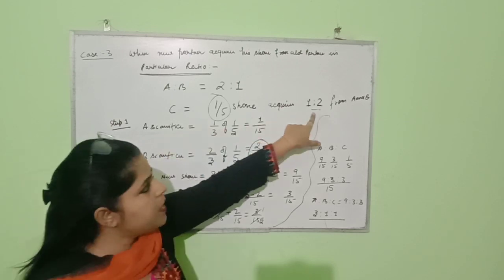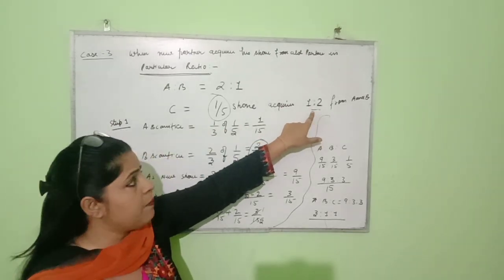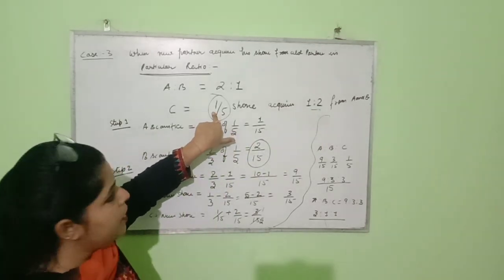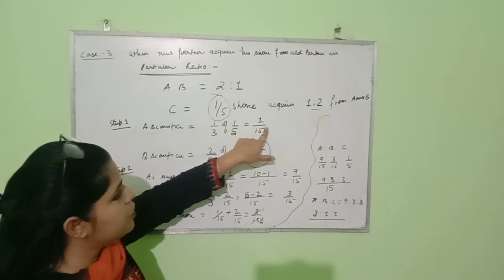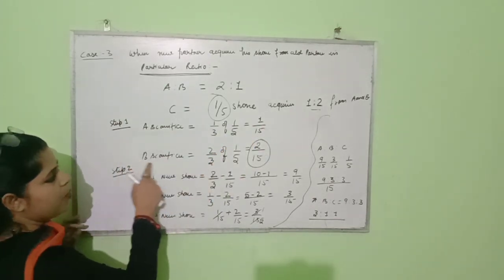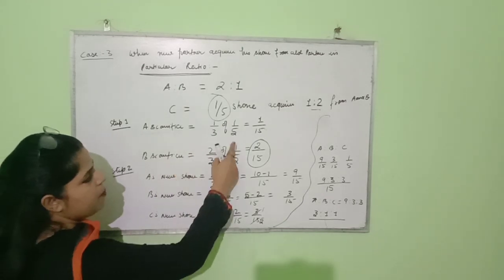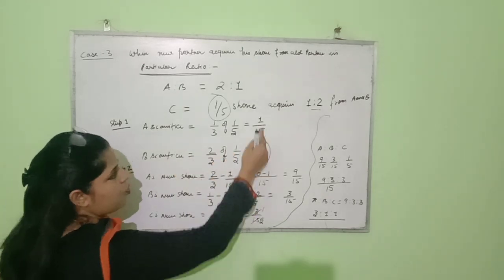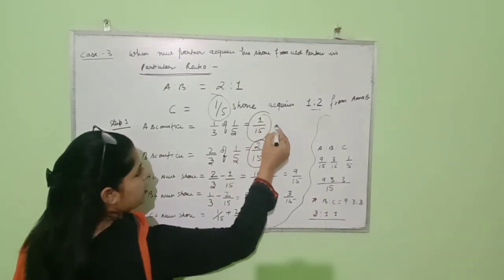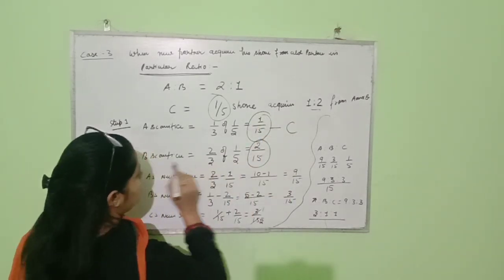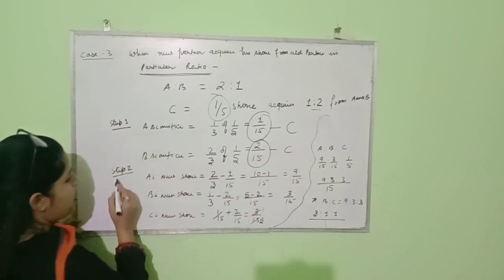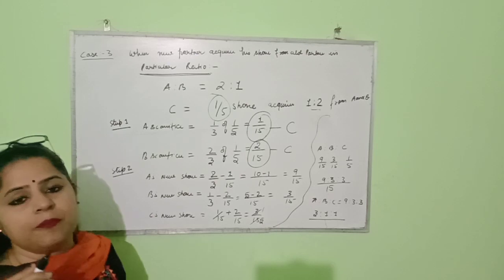1 by 3rd, that is, the particular ratio in which he was acquiring. So 1 by 3rd of the share of C, 1 by 5. So A sacrifices 1 by 15 for C. Similarly, we'll calculate for B, 2 by 3rd of 1 by 5th, that is 2 by 15. So A is sacrificing 1 by 15 for the partner C and B is sacrificing 2 by 15 for the partner C. Now step number 2, we will calculate the new share.